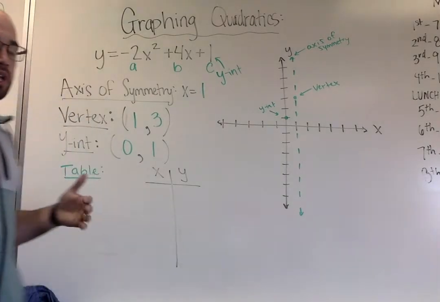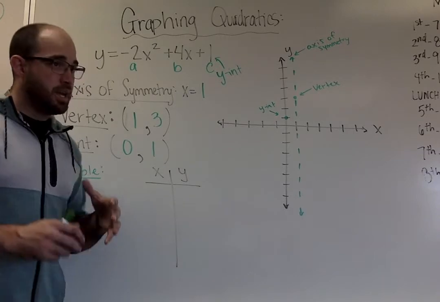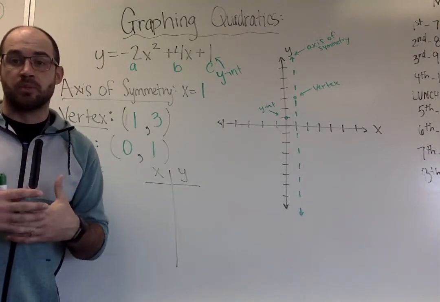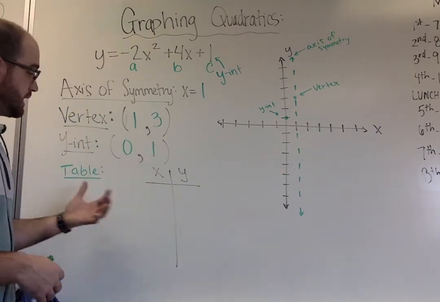Essentially, this table just gives me a basic idea of what my graph's going to look like. It gives me a couple important points to help us get there. There are other ways to deal with this graphing. This is just one method to get there.